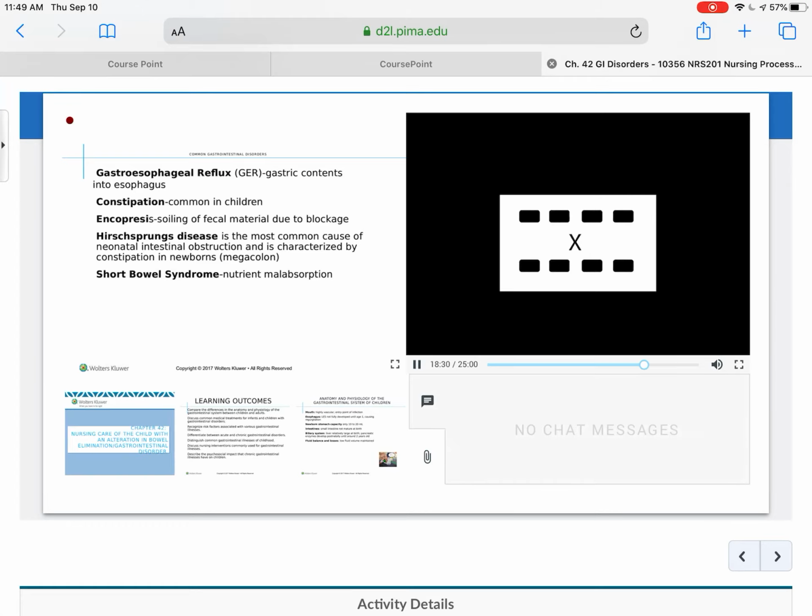And then also, if there's continued problems, they would do a Nissen fundoplication, and that's where they bring the gastric fundus and wrap it around the esophagus, and then that prevents the gastric contents from going up into the esophagus. And we do see GER in a lot of kids. A lot of kids are on medications for them. But also, like I said, positioning helps too.